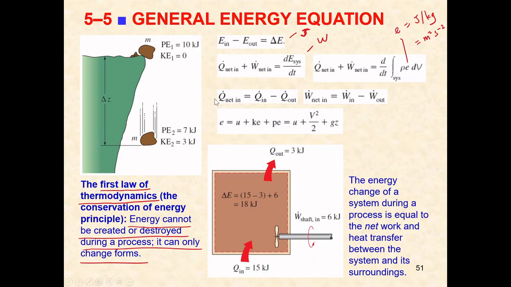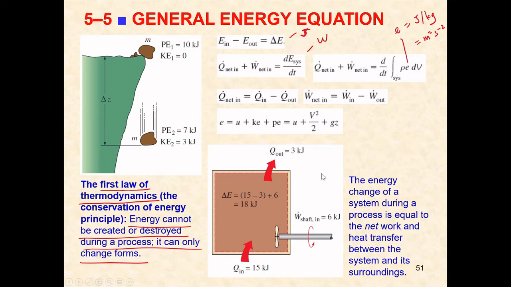Now let us look into the general energy equation. According to the first law of thermodynamics, the conservation of energy principle, energy cannot be created nor destroyed during a process. It can only change form, right? So if you put in a certain amount of energy and take out a certain amount of energy, then you have a change of energy in the system. The energy we're talking about is always in the unit of joule. When we divide the joule by time, you will get watts.